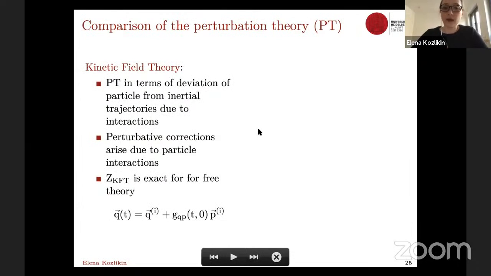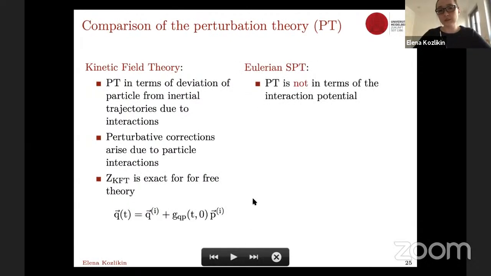So now let us compare the perturbation theories that we do for kinetic field theory and for standard perturbation theory. For kinetic field theory, as I've shown you in an example, we expand in terms of, for instance, the interaction potential. The perturbation theory in KFT is set up in terms of deviations of particle trajectories from inertial trajectories due to interactions between the particles. So the perturbative corrections arise due to particle interactions. And we can give an exact expression for the generating functional if we simply use the free theory where the interactions are switched off.